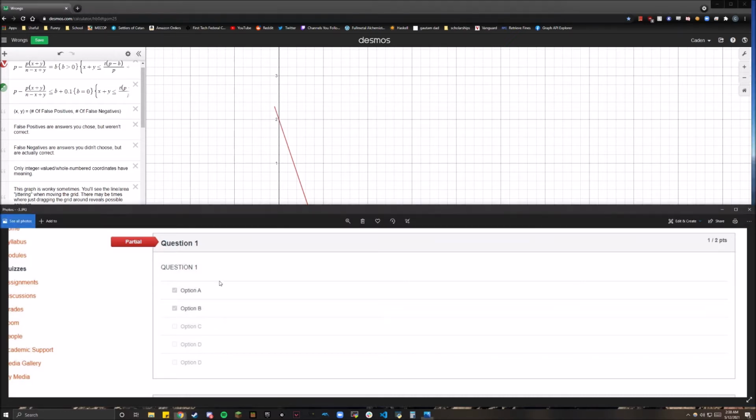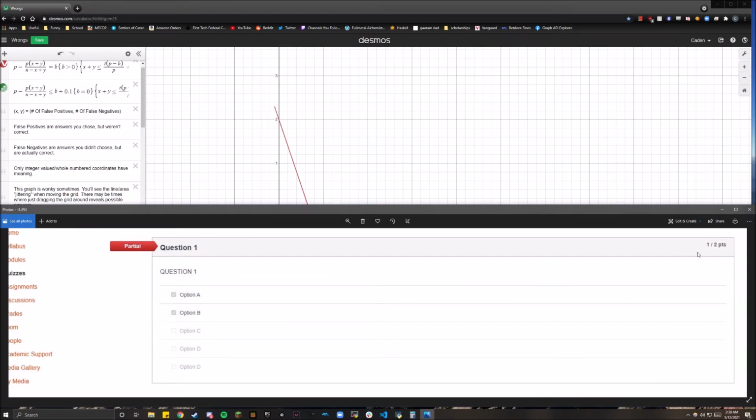That means the only way you can possibly get 1 point out of 2 on this question is if there's 2 options that you did not select. There's no other variation of this question where you can get full points. It has to be that you missed 2. That also means that the 2 you selected are 100% guaranteed to be true.